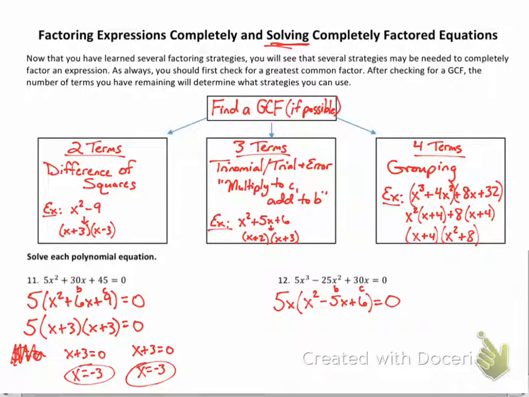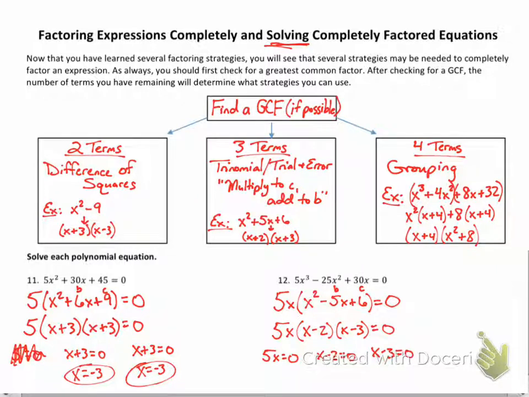So again, I got that trinomial in parentheses, so I want to know what multiplies to 6, adds to negative 5. The two numbers that'll do that are negative 2 and negative 3. So you can see how that breaks apart. I now have 5x times x minus 2 times x minus 3 equals 0. That is as far as I can factor these apart. So now I'm going to take each factor, set it equal to 0. So you can see how I'm splitting that apart.